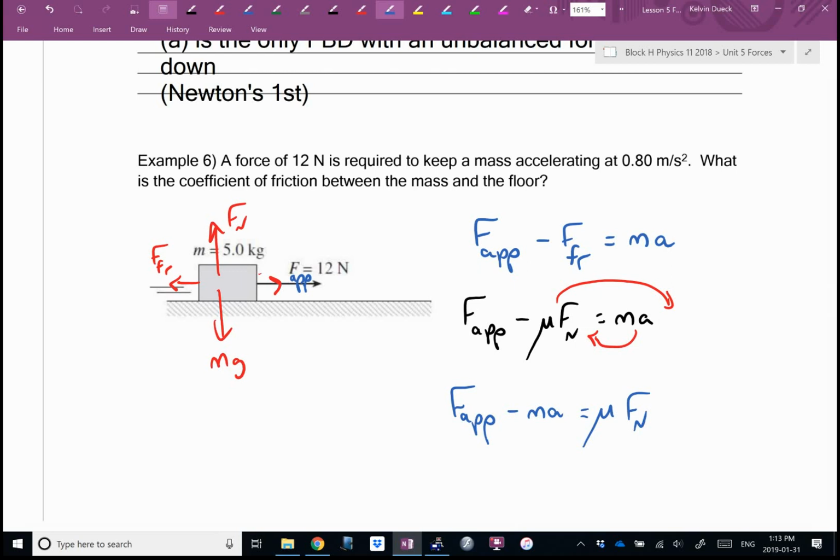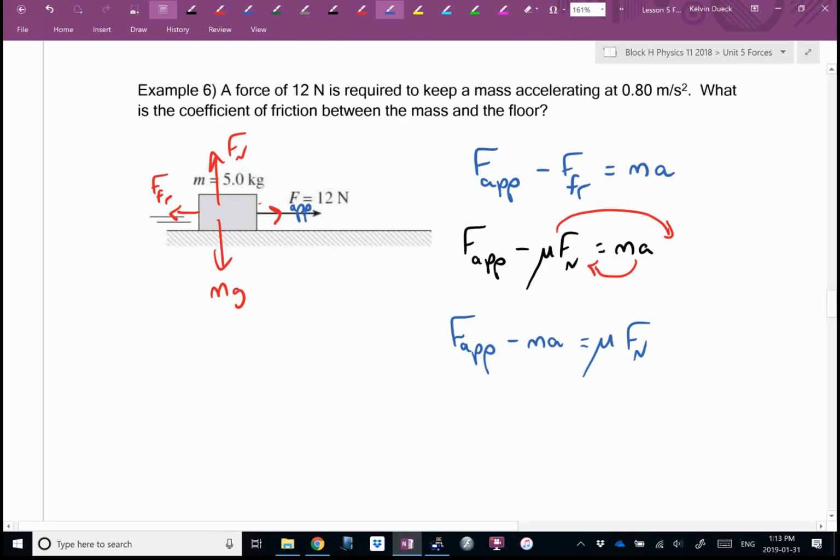What am I trying to find, Kedra? Hey, what's mu? How would I get the mu by itself? Divide the normal force. So are you telling me that I would go boom, and then I would do this? Yeah, I would too. Oh, wait a minute. I don't know the normal force. Oh, but look. I don't know the force the same size as the normal force. Which force is the same size as the normal force?